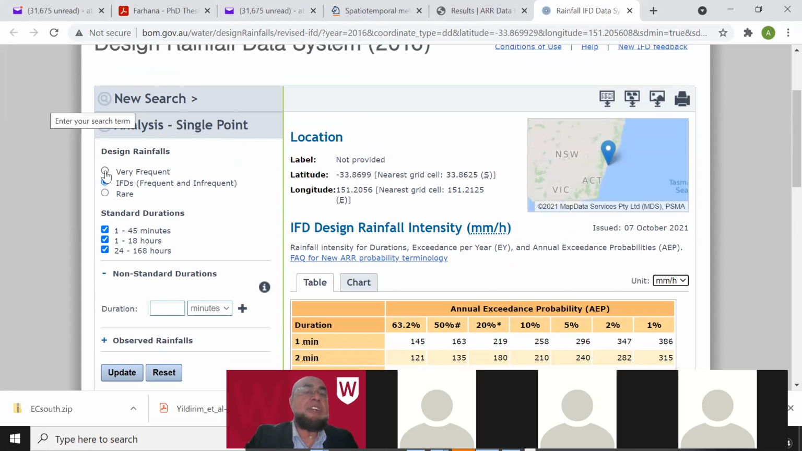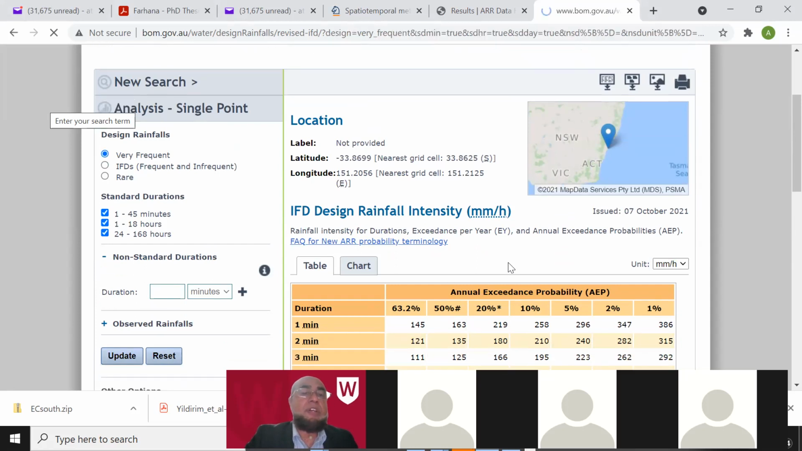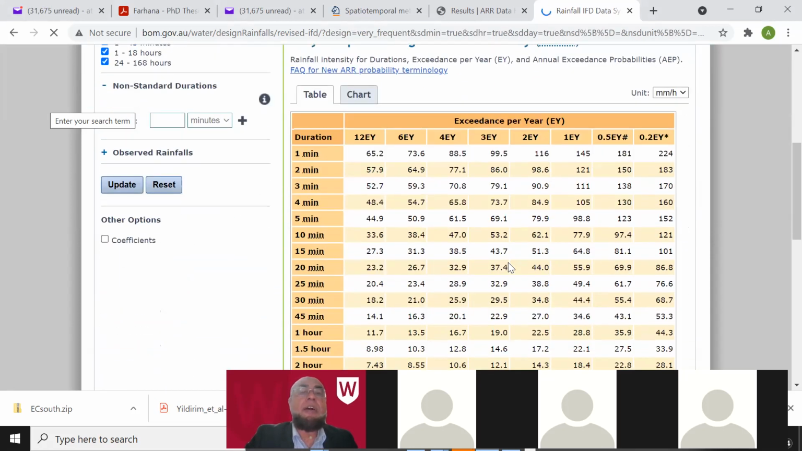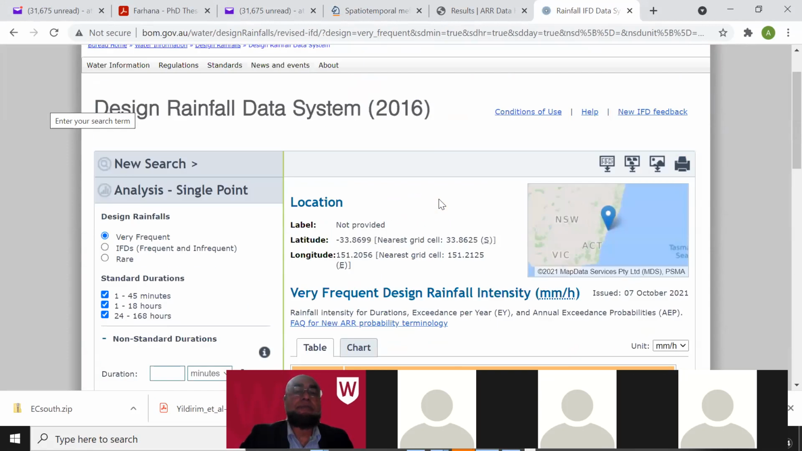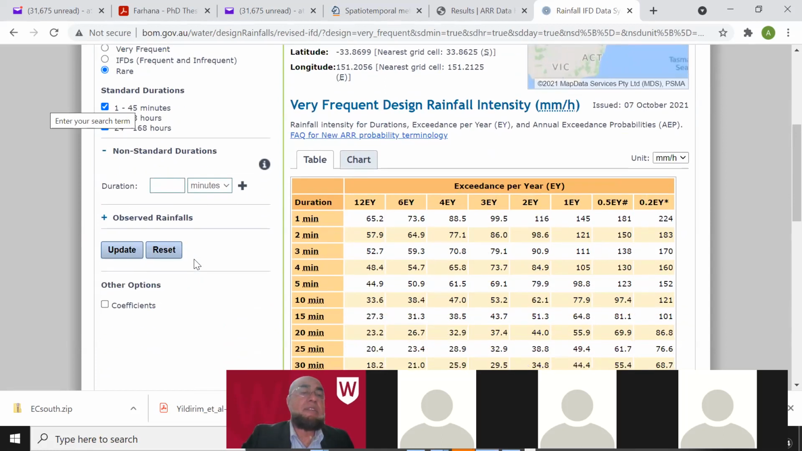If you go for very frequent, then what will you get? You will get, like you see, 12 events per year, 6 events per year, and for different durations, you get your rainfall intensity in millimeter per hour. If we go for frequent and infrequent, which is the most widely used, the middle one, and then if we go to rare, let us see what we get in rare. So let us go for rare.